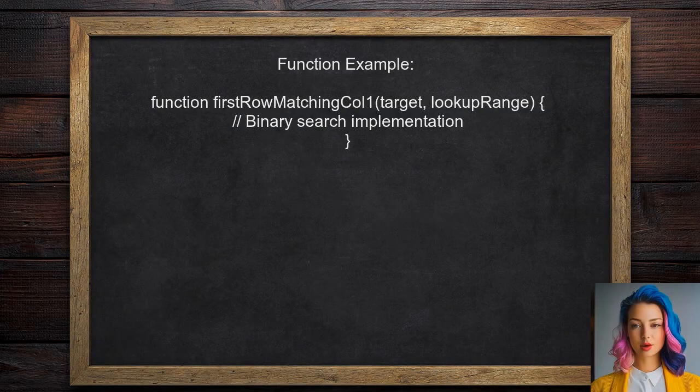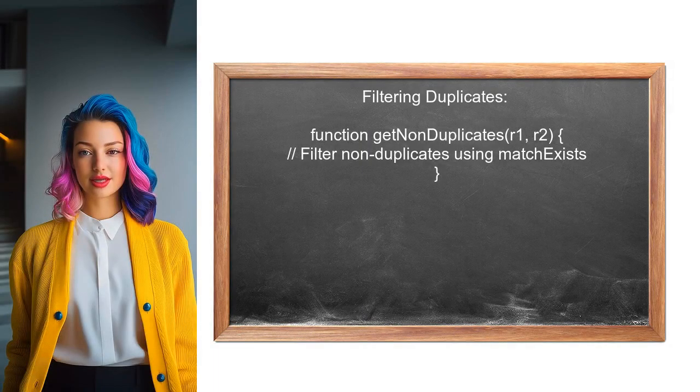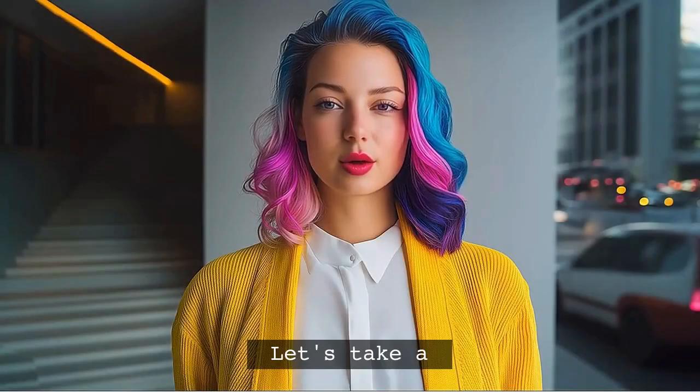The user provides a function to find the first row matching a value in the first column, which can help streamline the comparison process. Finally, they suggest a method to filter out duplicates by checking if a match exists in the sorted range, which can enhance performance. That's all on that answer. Let's take a look at another one.